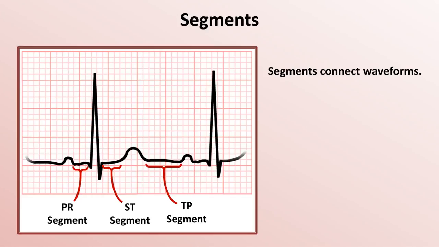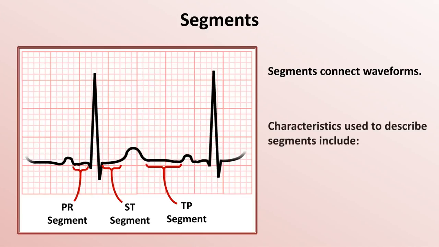The TP segment is important because in the absence of a U wave, it is the part of the EKG that is least likely to be affected by pathology and thus serves as the reference point against which deflections of the other segments and waveforms can be measured. It is sometimes referred to as the isoelectric point of the recording.